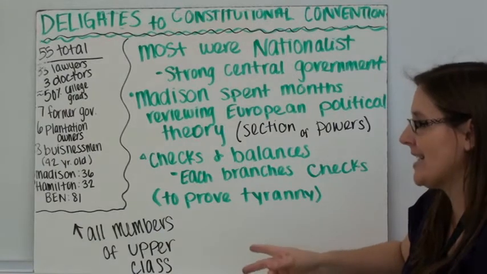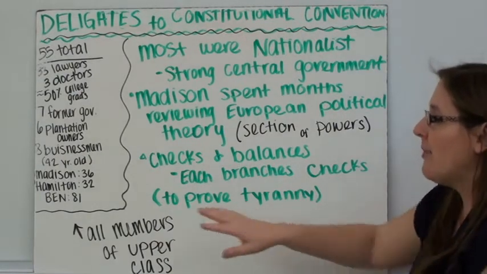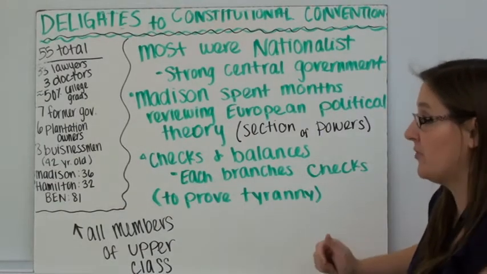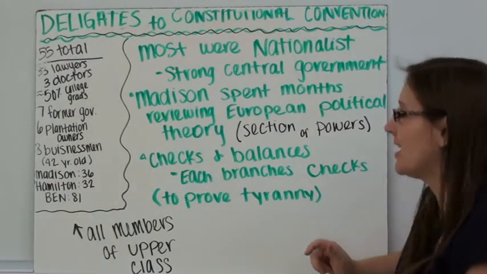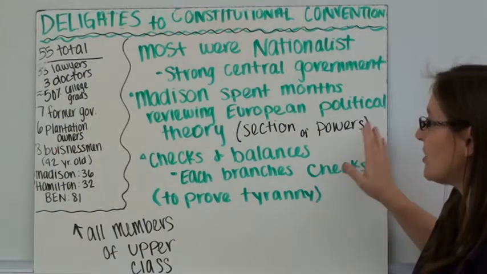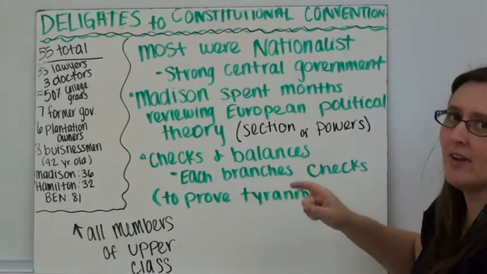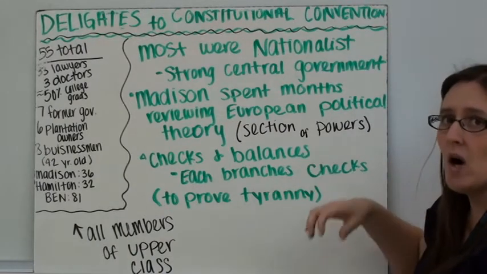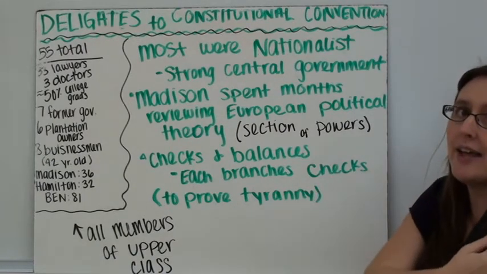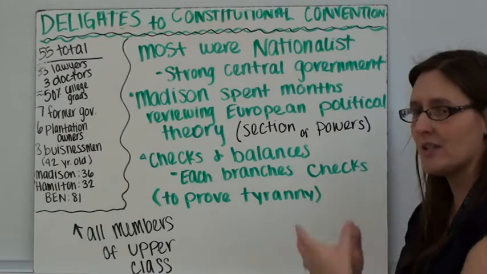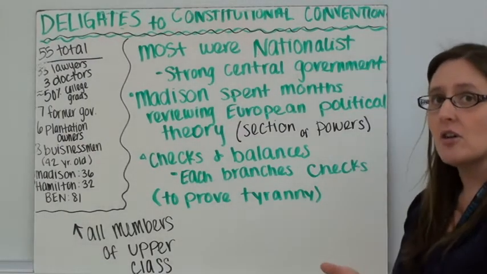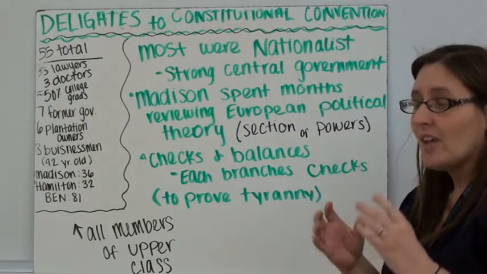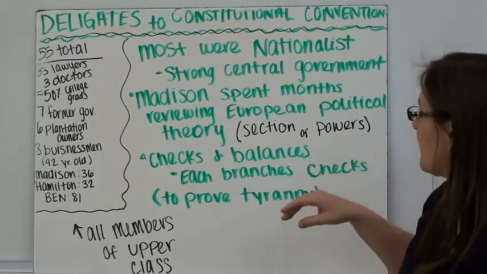Madison was 36. Hamilton was 32. Benjamin Franklin was the one outlier. He was 81, which was very old. He even had to be carried into the meetings. But most importantly, most of those 55 men, the majority of them, were nationalists, meaning they wanted a strong central government. They had decided or determined from the experiences with the Articles that a strong central government was what was needed to have a government that would protect them and make them secure.